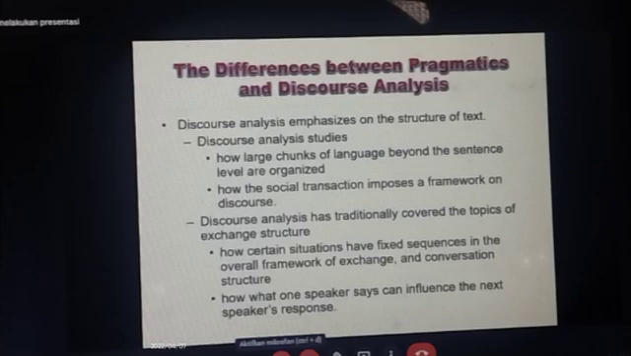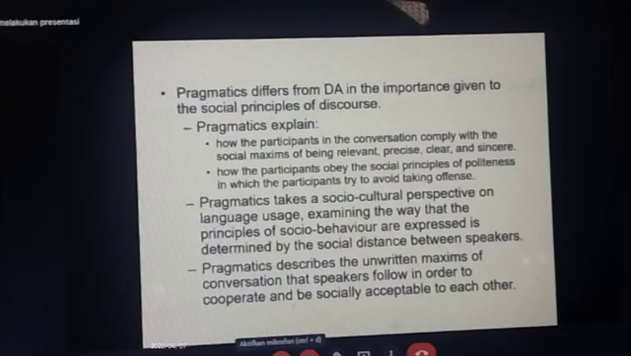Makanya dikatakan how certain situation have fixed sequences in the overall framework of exchange and conversation structure. And then how what one speaker says can influence the next speaker response. Jadi bagaimana kemudian apa yang dikatakan sebelumnya itu mempengaruhi apa yang dikatakan berikutnya. Misalkan sering Anda katakan, kamu punya uang. Oke, kamu punya uang. Pasti berikutnya itu akan berbeda bahasanya. Tapi kalau aku nyilih misalnya, aku pinjam misalnya. Nah itu berbeda ketika aku gak punya uang juga. Maka berikutnya ini akan mempengaruhi, dan itu adalah bagian daripada discourse analisis.